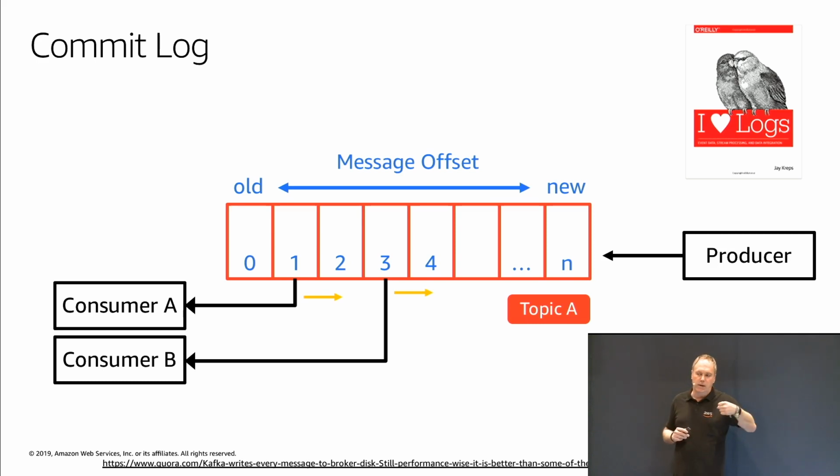If you read it from the other side, you typically read it with an offset, so you can have a consumer A reading offset 1, then 2, then 3, then 4, and you can have a consumer B reading the same messages. So one very important principle is that if you read the message, it's not taken out of the topic.